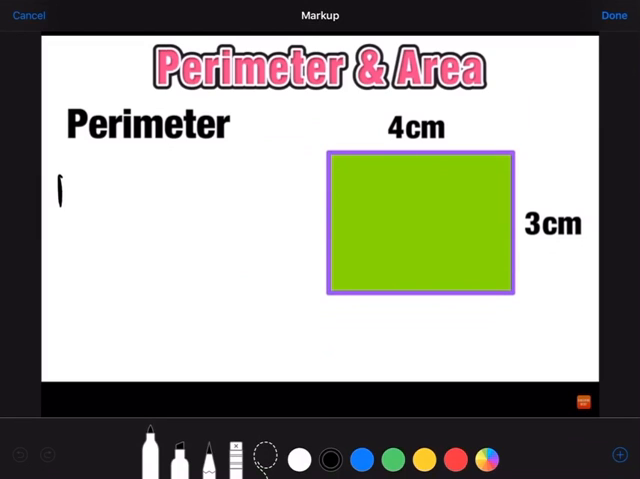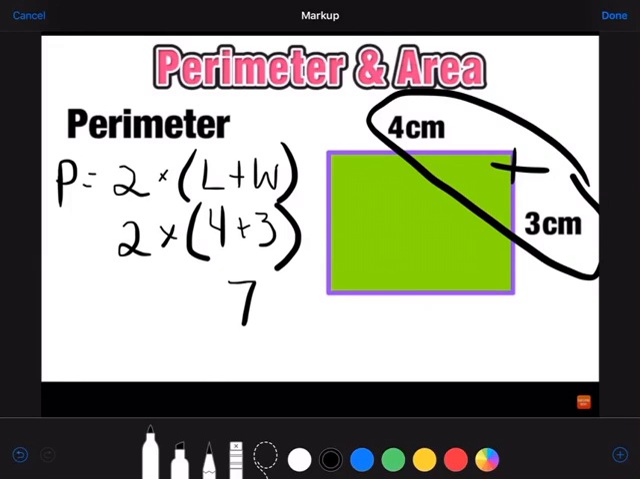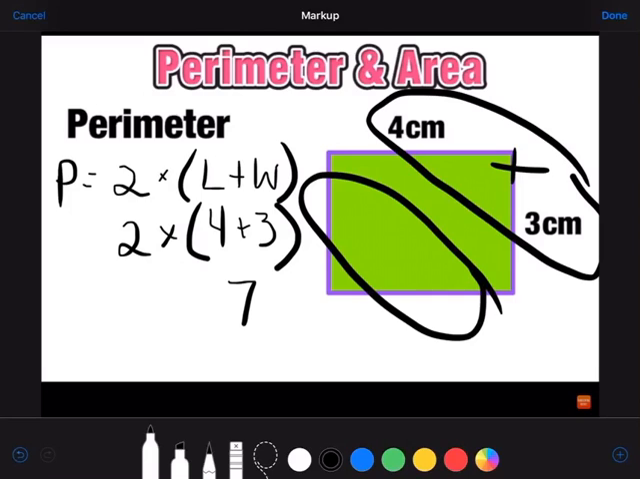Another formula that you may have already figured out would be perimeter equals 2 times (length plus width). That's like saying length plus width, which is 4 plus 3. When you add 4 plus 3, you get 7. And then you can take that and multiply it by 2 because there are two sides with those distances. So I can say 2 times 7, and I'm going to get a perimeter of 14 centimeters again.